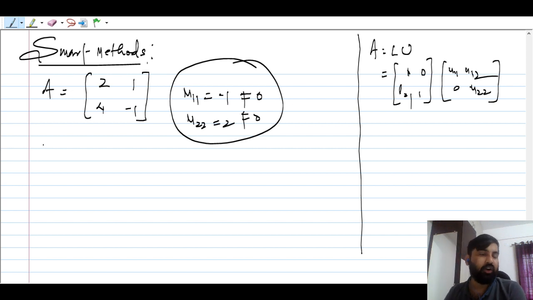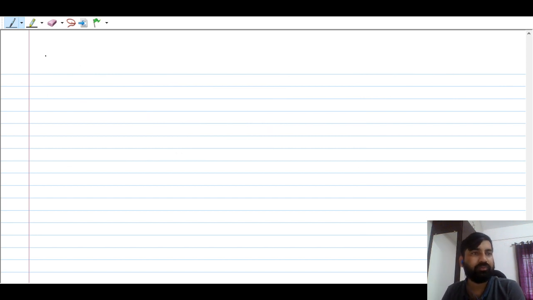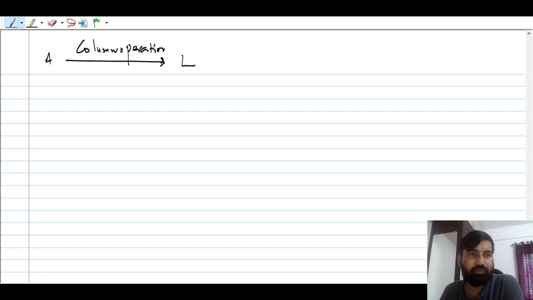Now I will go to the next page. You have to get from the A matrix to the L matrix. So how do we get the L matrix from A? You have to apply column operations, not row operations. Remember this, this point is important. To get from A to L, you always have to apply column operations.